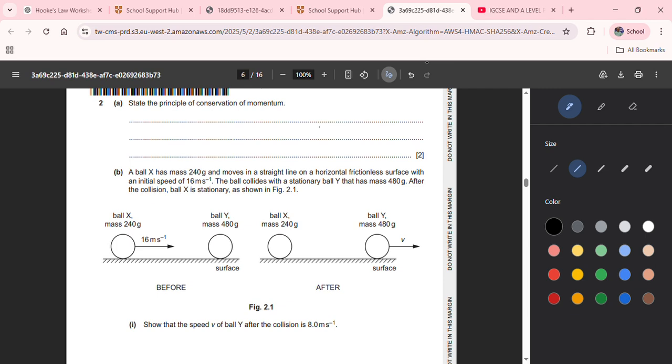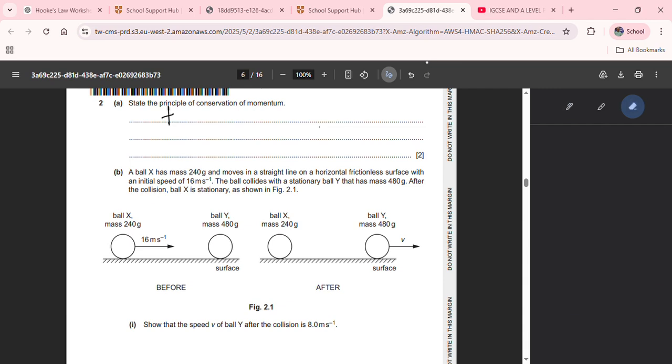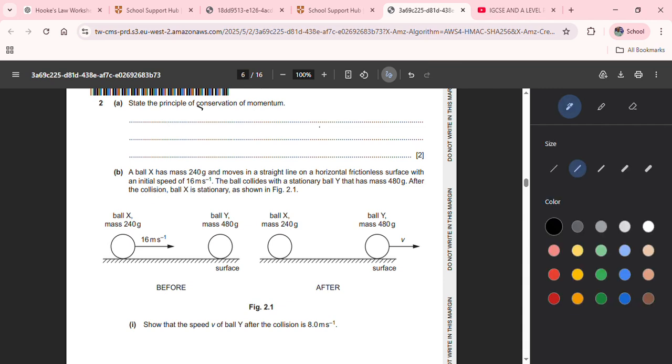State the principle of the conservation of the momentum. The answer is that the total of the momentum is constant, or momentum before the collision is equal to the momentum after the collision.